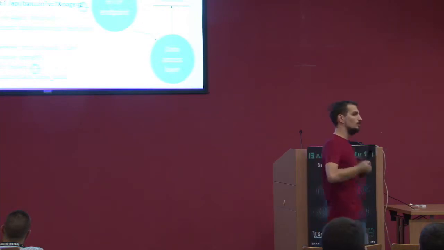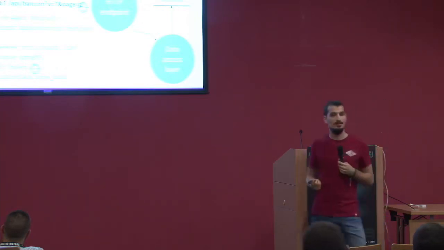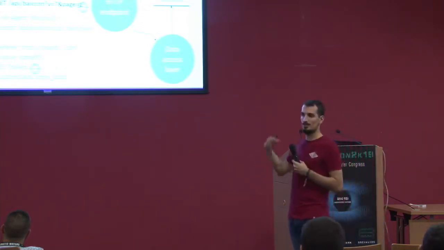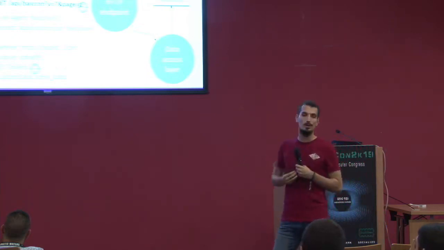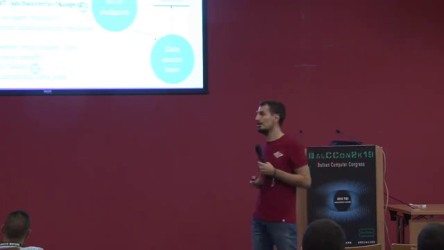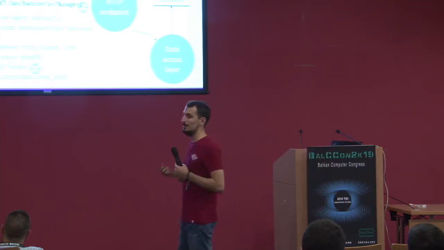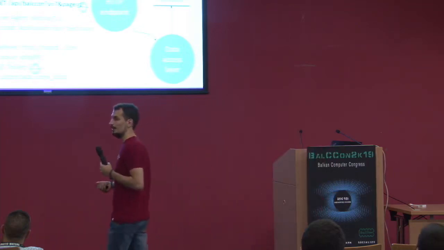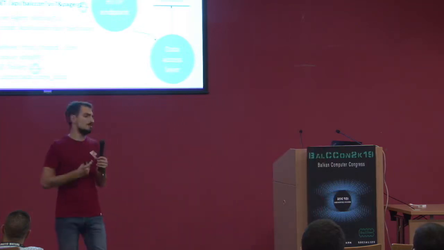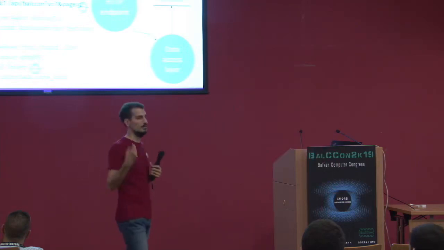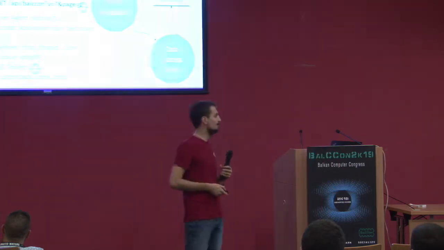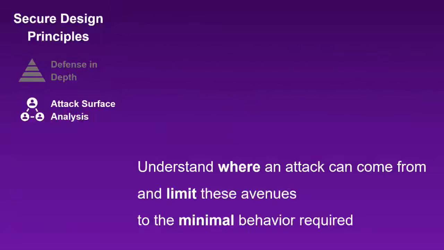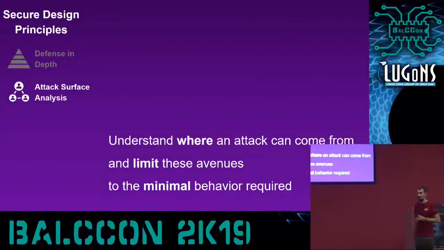So we would go on to map the attack surface by examining all of these endpoints. For post requests, put requests, we would obviously also look at the request body, and this would be the mapping of our attack surface. The reduction, access control, input validation, and so on. Crucially, understand where the attack can come from, and then limit these avenues as much as possible.